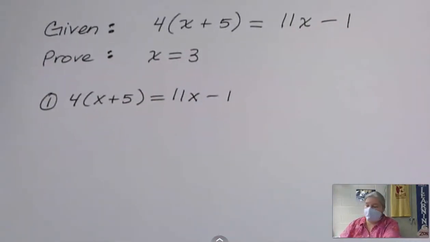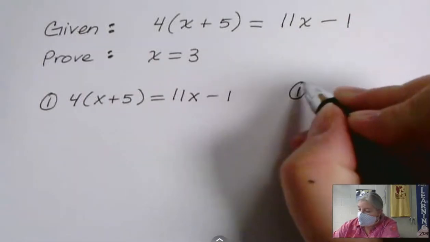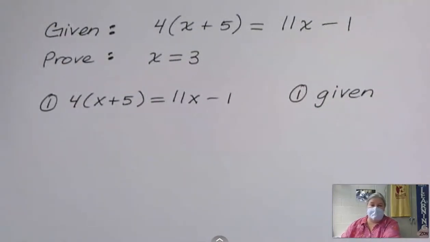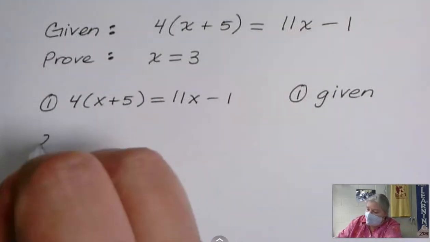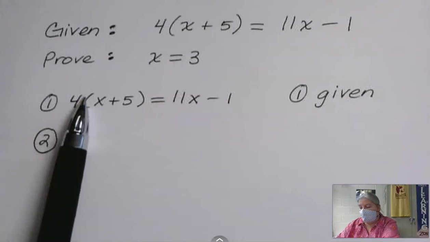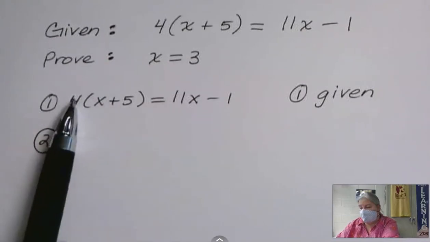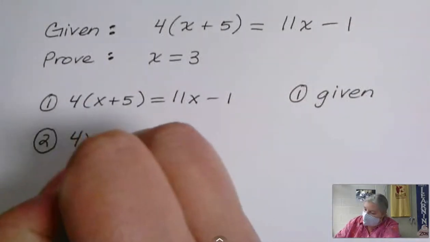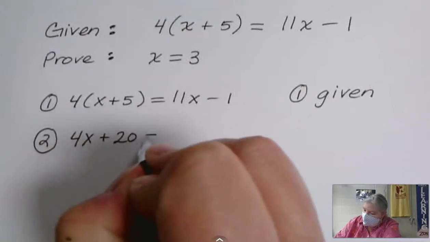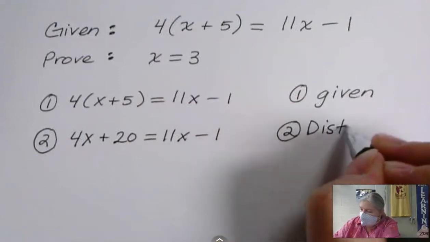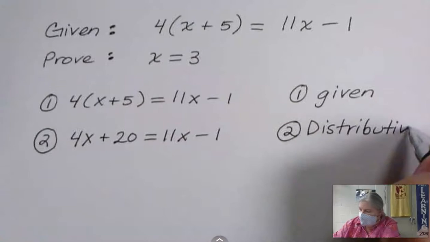How do I know that equation is true? Because that was given to me, and I always trust the information I was given at the beginning of the problem. So that's my reason for that, is that it was given to me. The next thing I would do to solve this equation, I personally would probably go ahead and use distributive property to multiply this 4 times each of these things. So I do 4 times x, 4 times 5. So that's going to give me 4x plus 20. And what I just did was I used the distributive property. So I'm going to write distributive property.